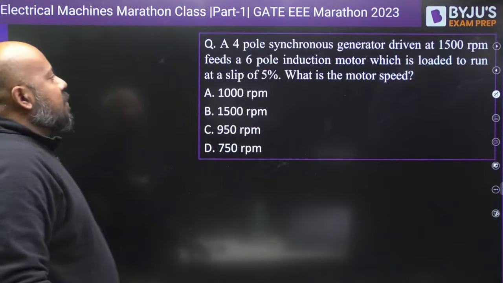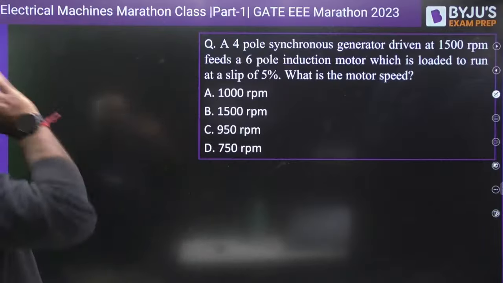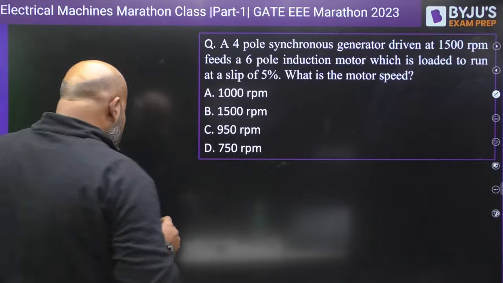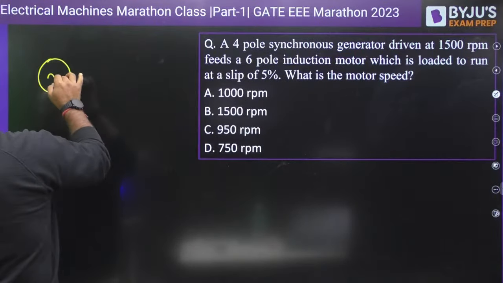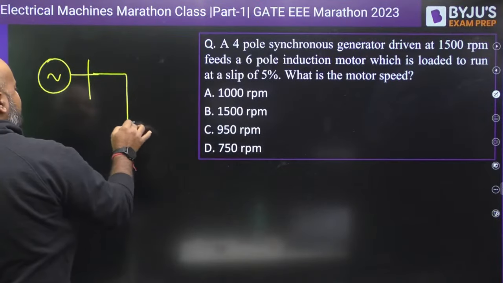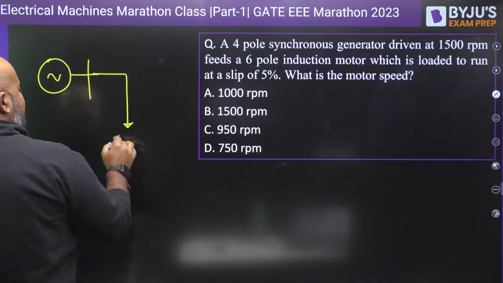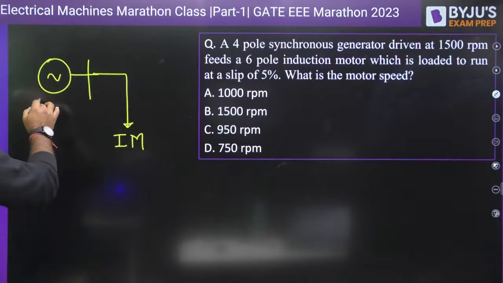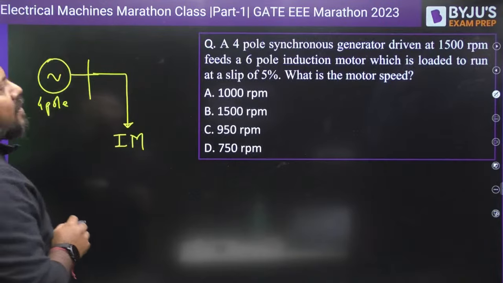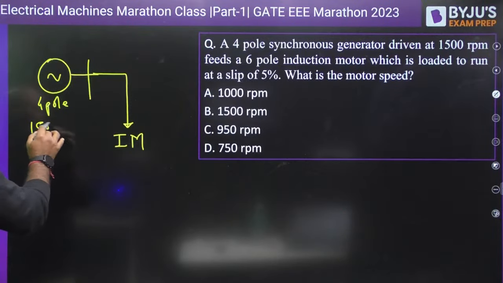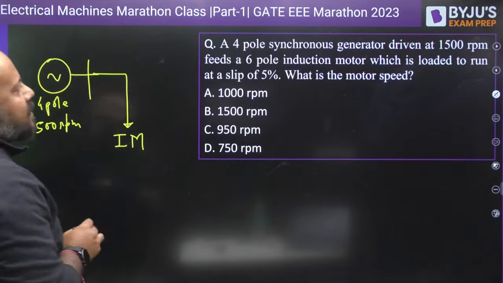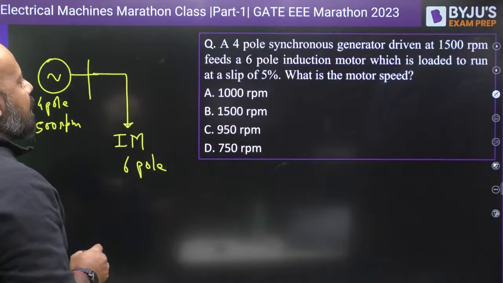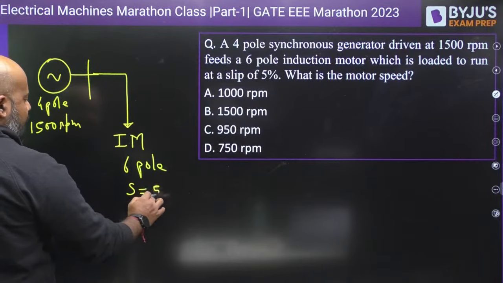A 4-pole synchronous generator driven at 1500 RPM feeds a 6-pole induction motor which is loaded to run at a slip of 5%. What is the motor speed? The situation is something like this. This is the synchronous generator, supplying power to an induction motor. The synchronous generator has 4 poles and is driven at 1500 RPM. The induction motor is a 6-pole machine, running at a slip of 5%.